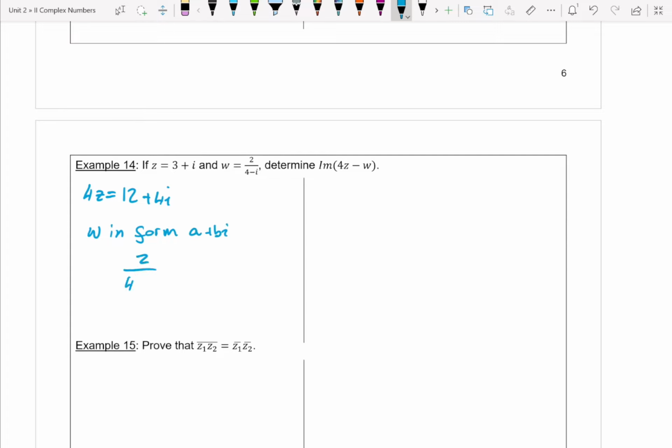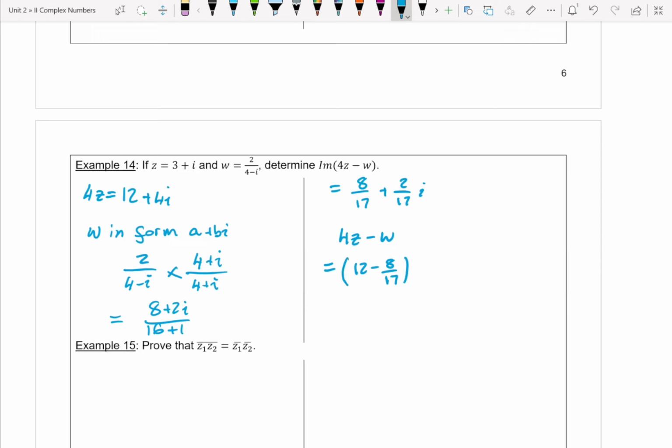So we take 2 over 4 minus i, we multiply it by the conjugate of the denominator, 4 plus i over 4 plus i. So in our numerator, we're going to get 8 plus 2i. Our denominator is going to be 16 plus 1, because it's the addition of two squares. So that is going to give us 8 17ths plus 2 17ths i. So 4z minus w is going to be 12 minus 8 17ths plus 4 minus 2 17ths i.